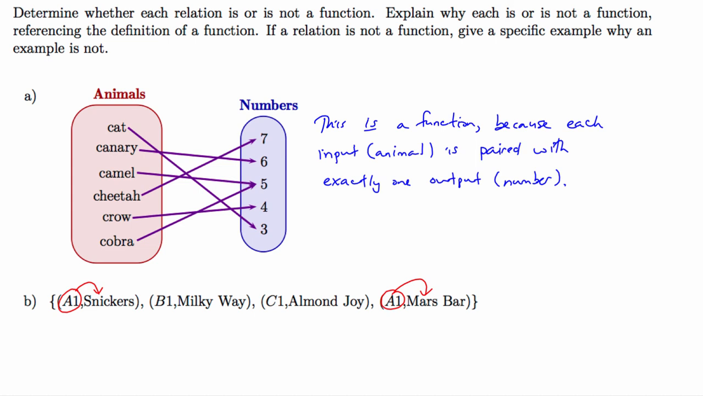When answering a question about whether something is or is not a function in a negative way, it is always important to identify at least one example why this is not a function. For part B, I would say, this is not a function because the input of A1 is paired with two separate outputs.